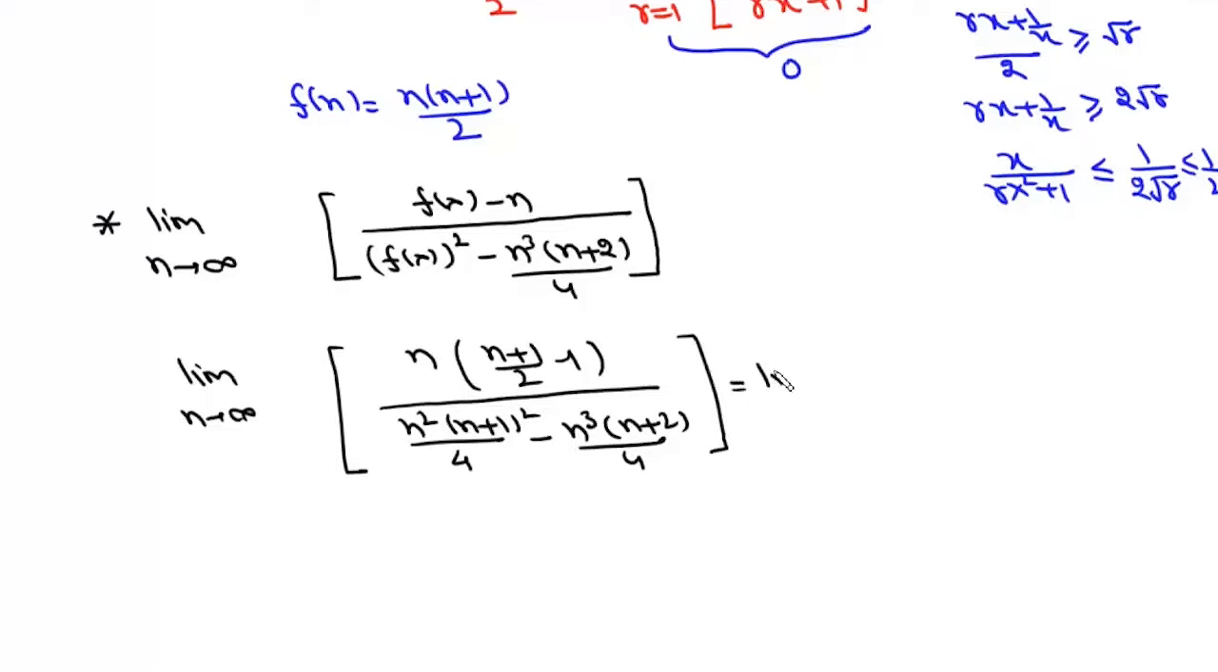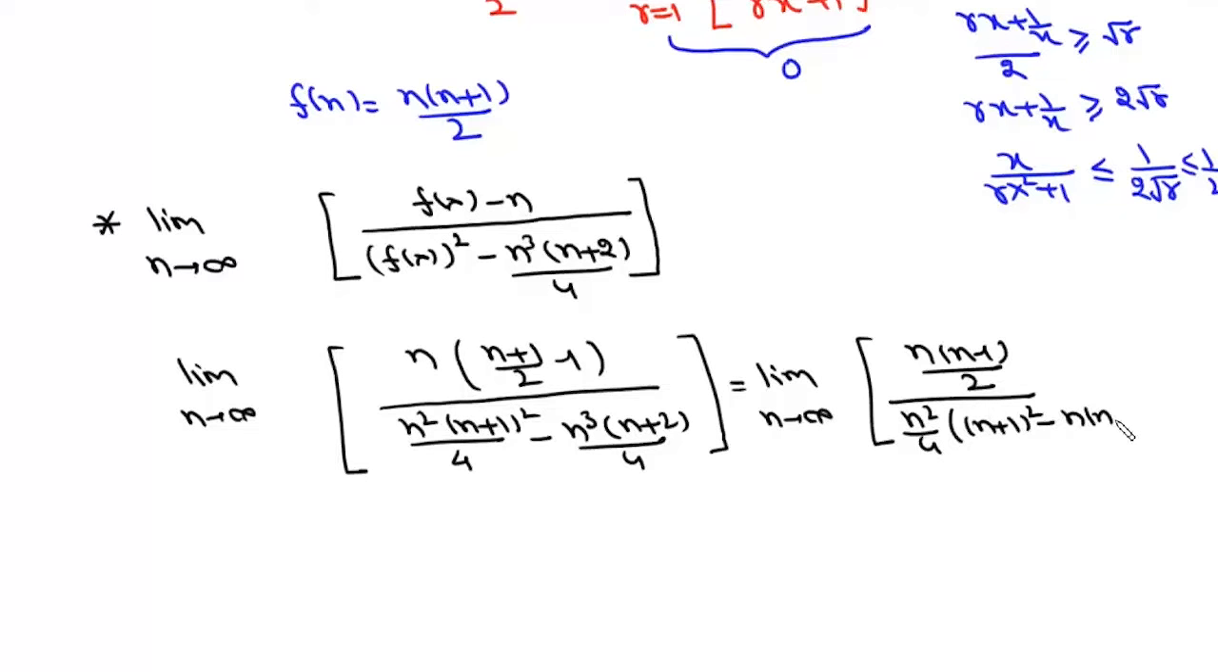Now this is limit n tends to infinity, and here it will be n into (n minus 1) by 2, and here we'll take n square by 4 common, then we'll have (n plus 1) whole square minus n into (n plus 2).